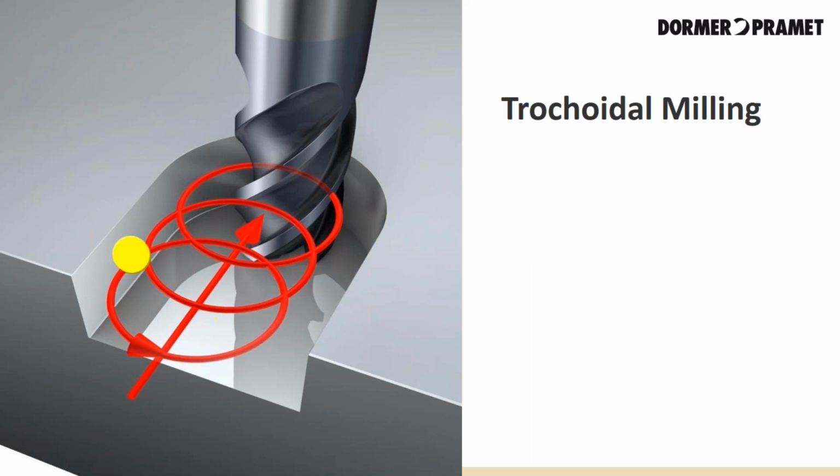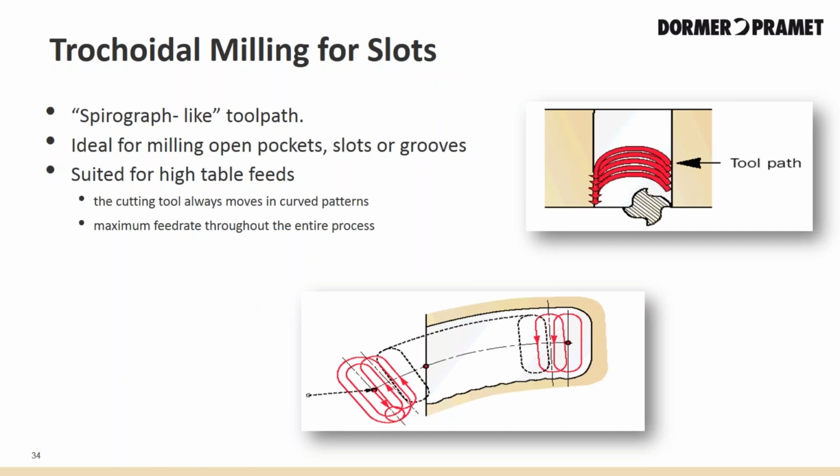The tool is programmed with a continuous spiral path, controlling the arc of engagement. That keeps the cutting forces low and allows high axial depths of cut. As you can see here, trochoidal milling has a spiral graph-like toolpath. It's ideal for milling open pocket slots or grooves, suited for high table feeds. The cutting tool always moves in curved patterns, and it maximizes the highest feed rate throughout the entire process.